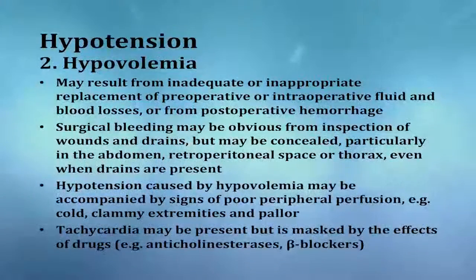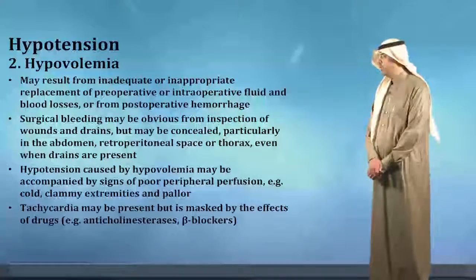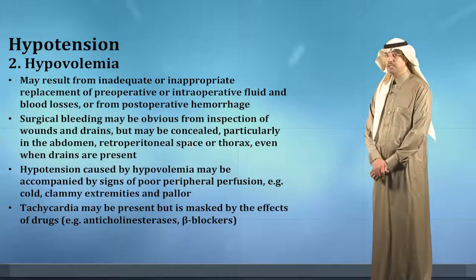Hypovolemia is another culprit for hypotension, and this might be the consequence of inadequate or inappropriate replacement of preoperative or intraoperative fluid and blood losses, or from postoperative hemorrhage. So it's very important to evaluate surgical bleeding, and it might be obvious from inspection of the wound and drains, but may also be concealed, particularly in the abdomen, retroperitoneal space, or thorax, or even when the drains are present if they are blocked.